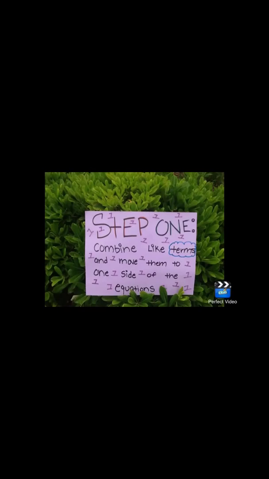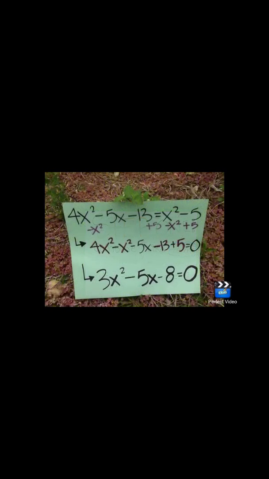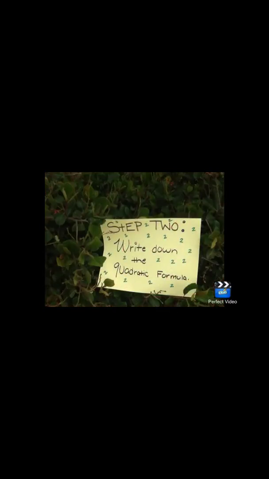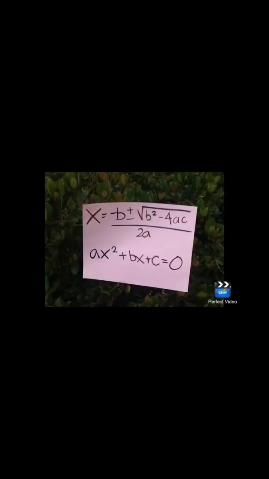Step 1. Combine like terms and move them to one side of the equation. To move the terms to one side of the equation, we subtracted x squared on both sides and added 5 on both sides. We rewrote the problem and then combined the like terms. Step 2. Write down the quadratic formula. The quadratic formula is x equals negative b plus or minus square root b squared minus 4ac over 2a. Ax squared plus bx plus c equals 0 helps you determine the value of a, b, and c.